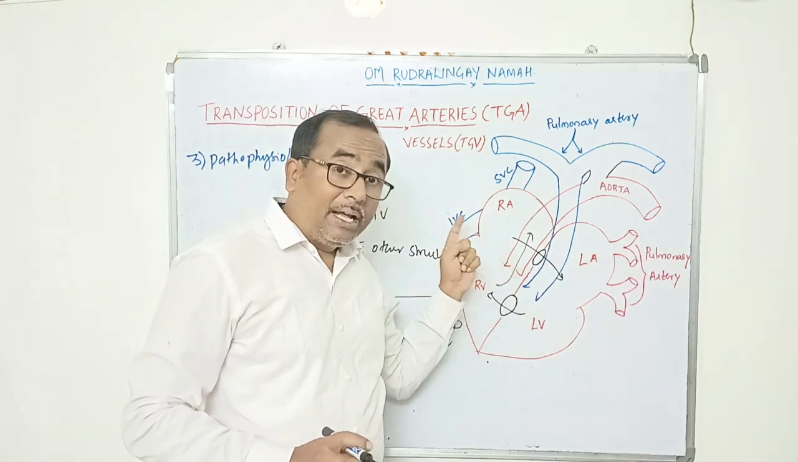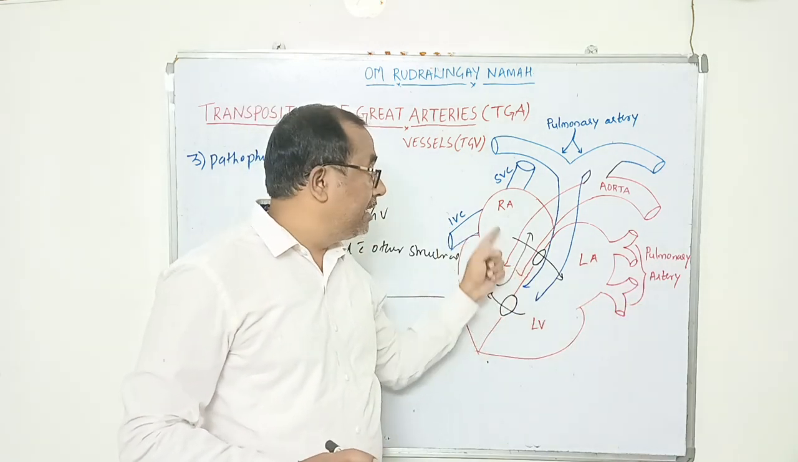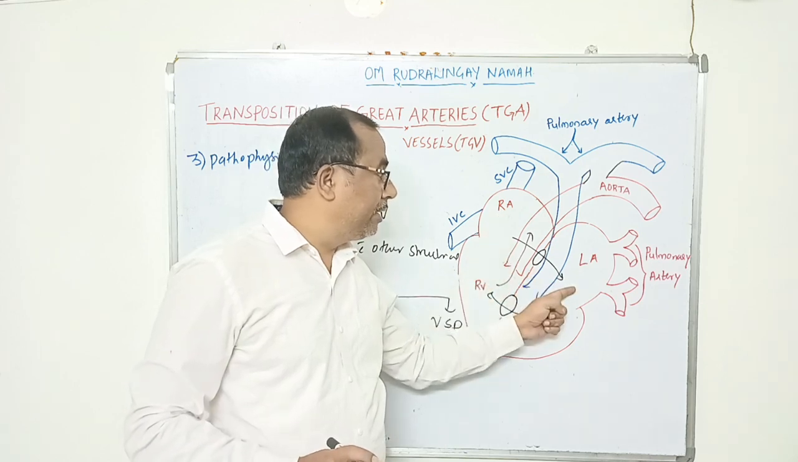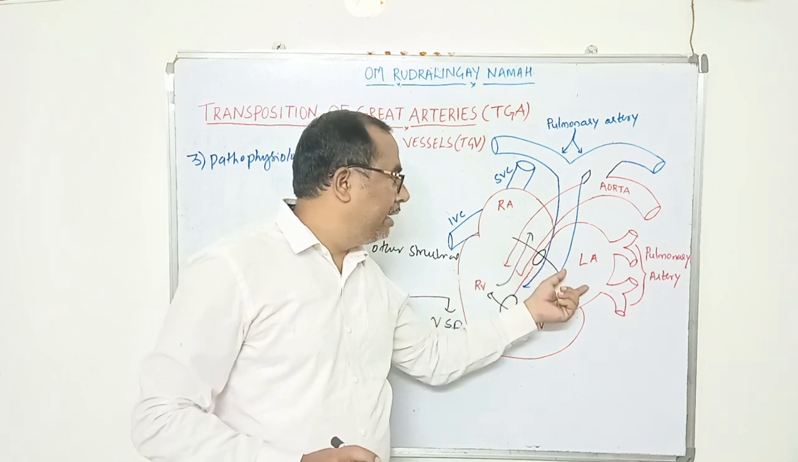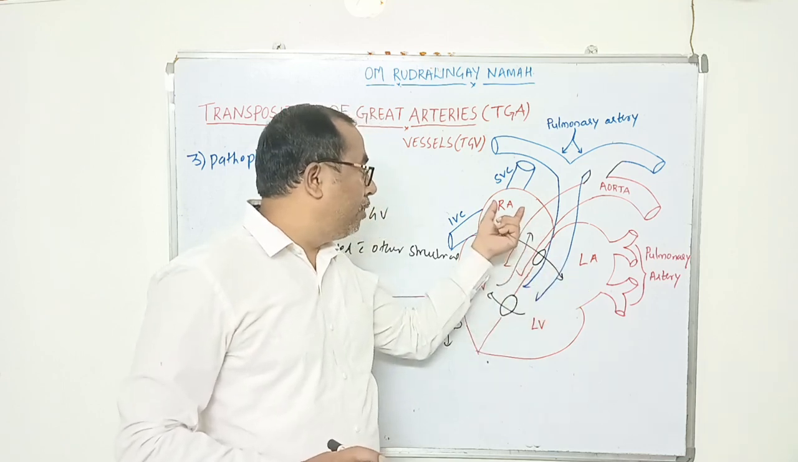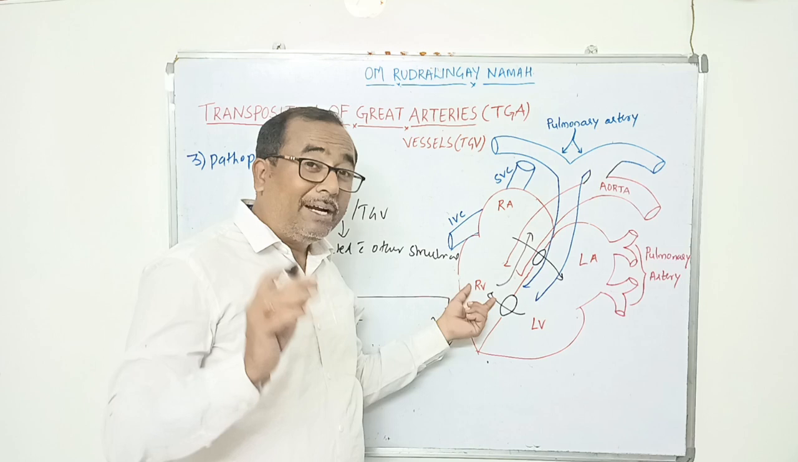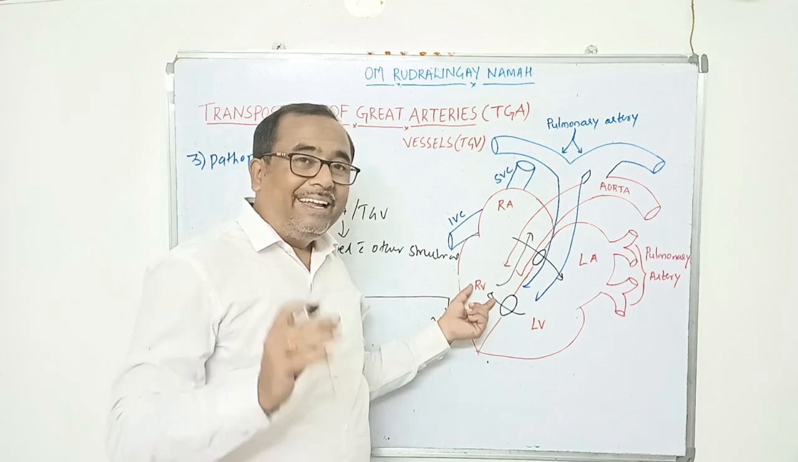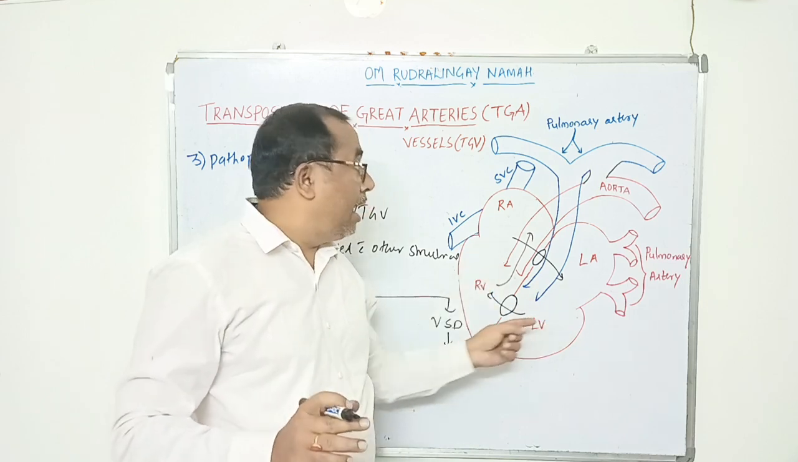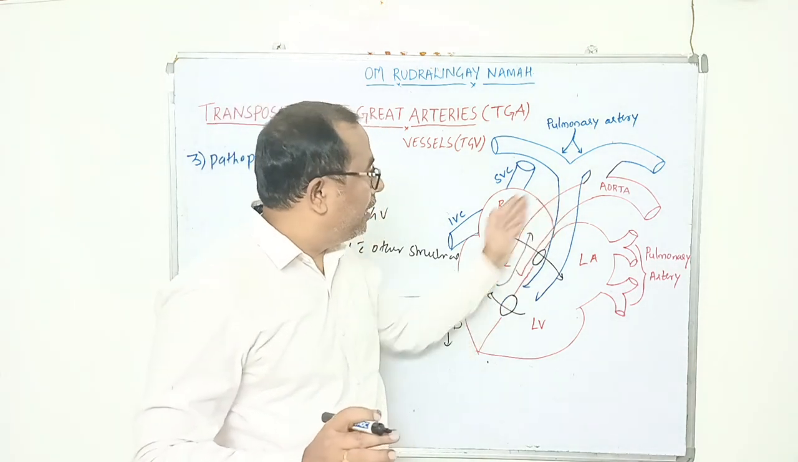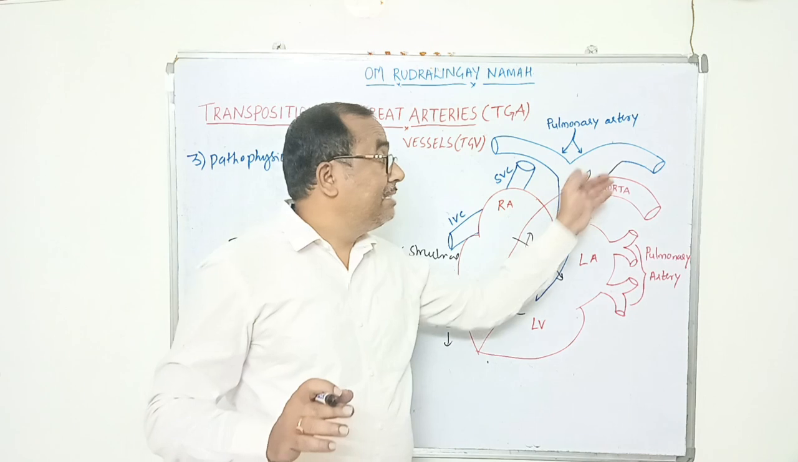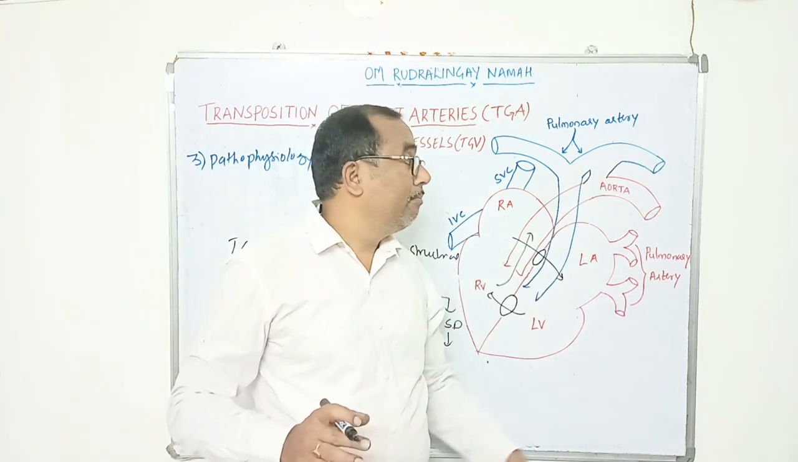Due to the presence of ASD, atrial septal defect, there is shunting of blood from the right atrium to the left atrium. So some volume of blood will go from the right atrium to the left atrium, and the volume of blood coming to the right ventricle has decreased because of shunting. Next, there is a movement of blood from the right ventricle through the aorta, and again there is shunting of blood from the aorta to the pulmonary artery.